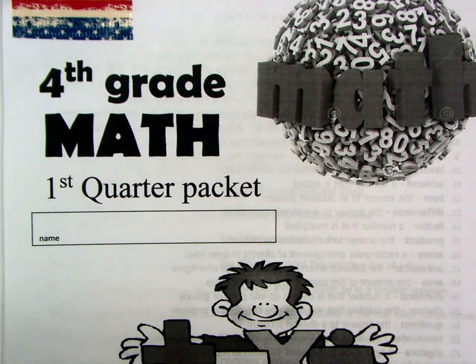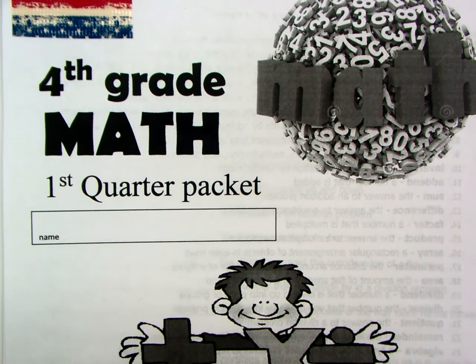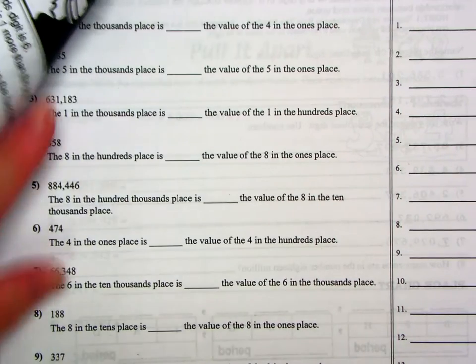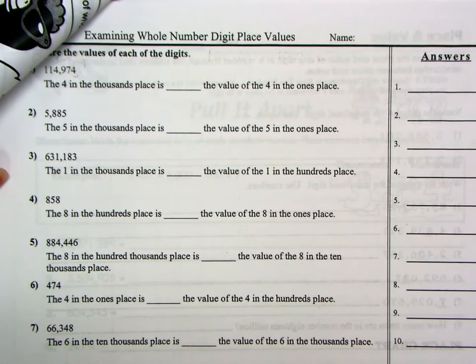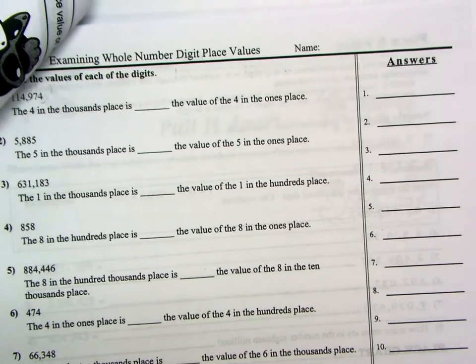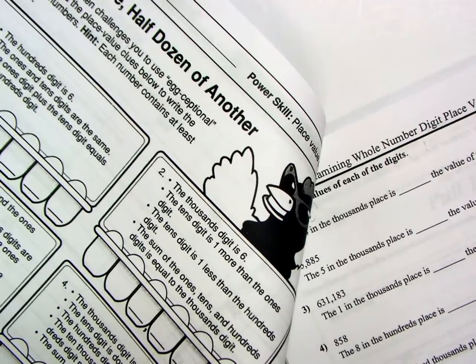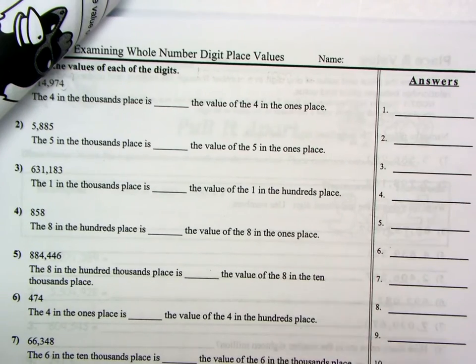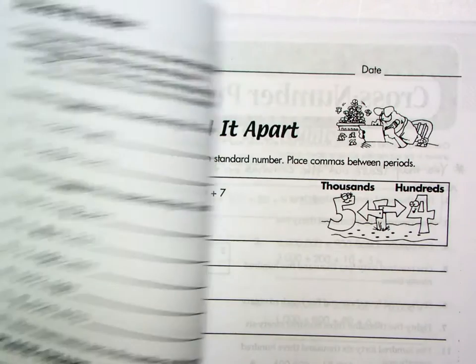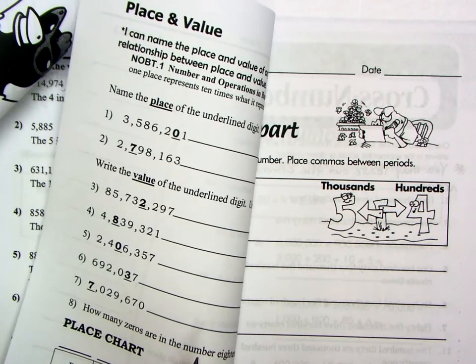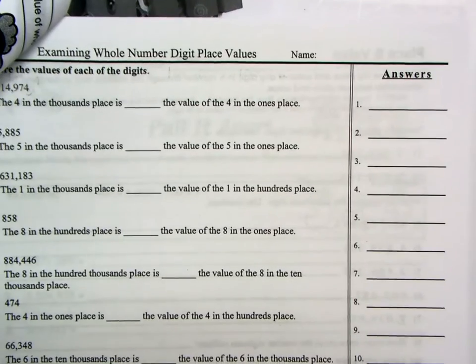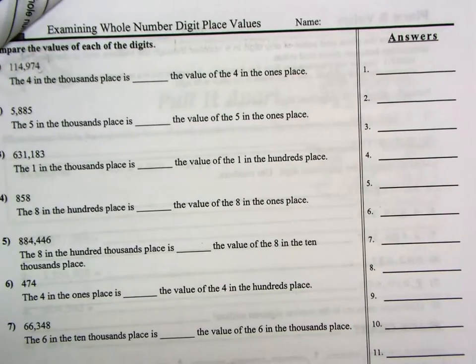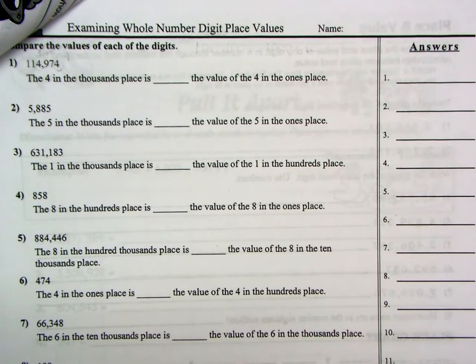Find your math packet and turn to the page that says Examining Whole Number Digit Place Values. This is right after the page with the chicken and the eggs on the top of it. This week we're just going to do 2 pages, this sheet and then the back of this sheet, which is a review on place and value. I would like you to complete these 2 pages by Wednesday of this week so that you can grade them on Thursday and you'll be ready for the quiz on place and value on Friday.